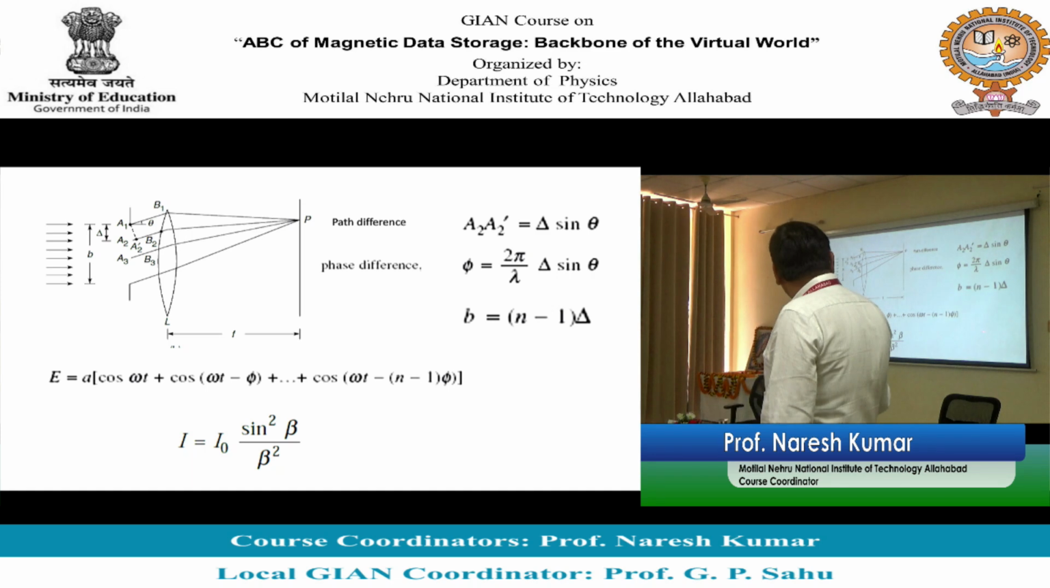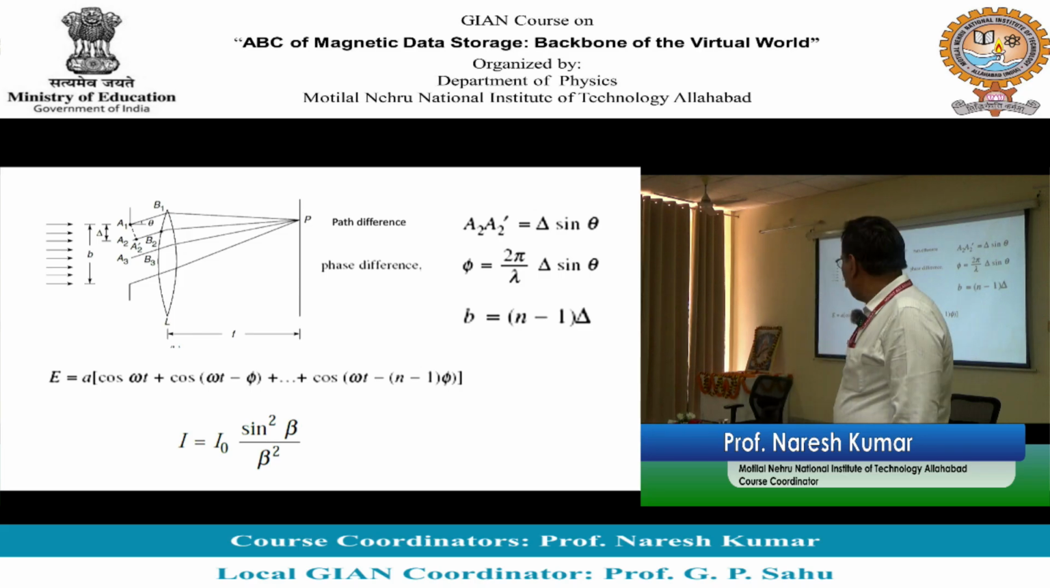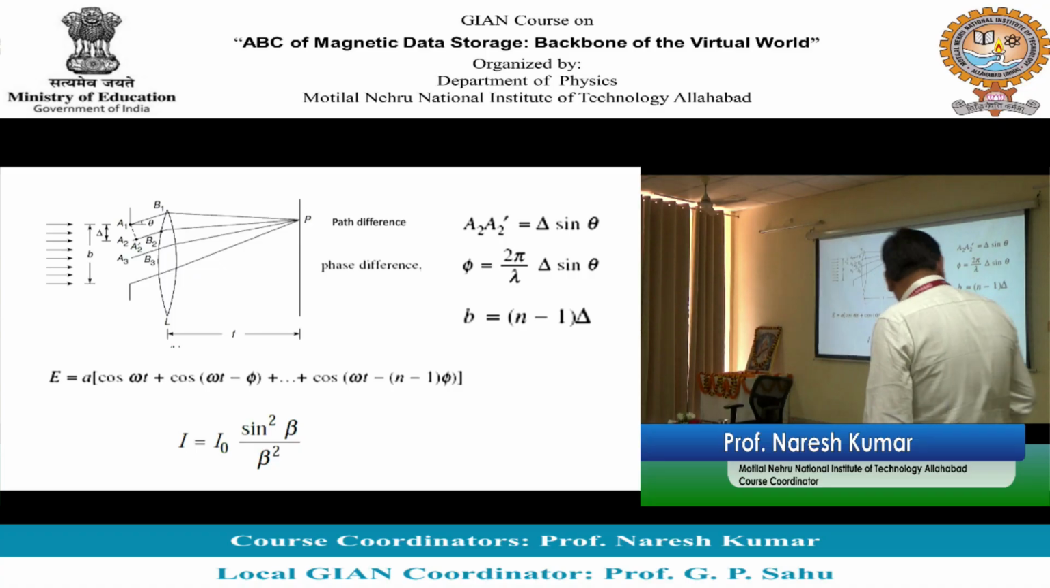And if you solve this, you will get an intensity expression like this, where beta has a relation with the angle theta. So you see, this expression will give you information about the intensity that you see at the screen.